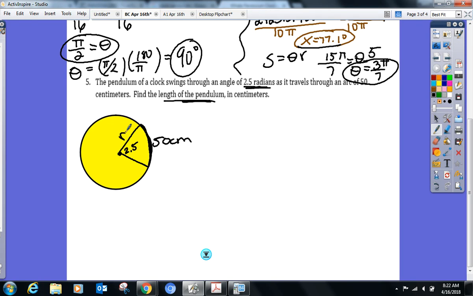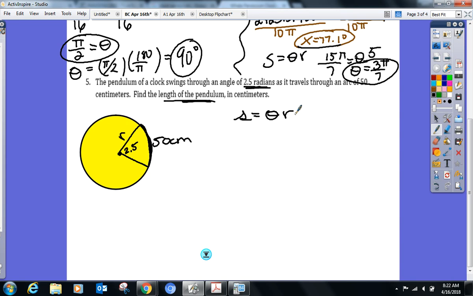And again, the angle is in radians. So I probably want to use the arc length formula associated with radians. And again, unless you want to convert it to degrees and use the first formula. That's fine. It's up to you. I just think this one's a little quicker because I'm given all the information.